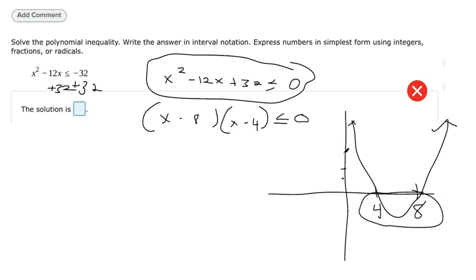So if you look at the graph, this is y equals 1, y equals 2, y equals 3. So it's less than 0 down here between 4 and 8. So my solution is 4, 8. And you'll notice I use brackets and not parentheses. That's because this line underneath means they could equal the endpoints.